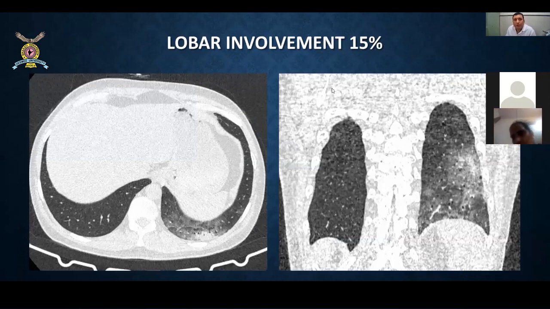15% of the patients show a single lobe involvement, but it should be along with the ground glass opacity. So in this patient, if you see, there is a ground glass opacity and a small patch of consolidation. So lobar involvement can also be seen in the COVID-19 patient.